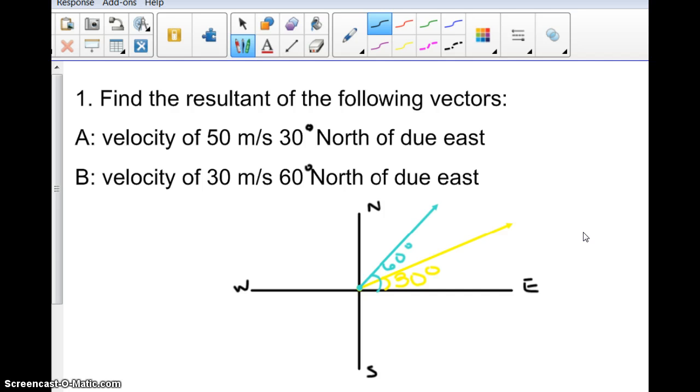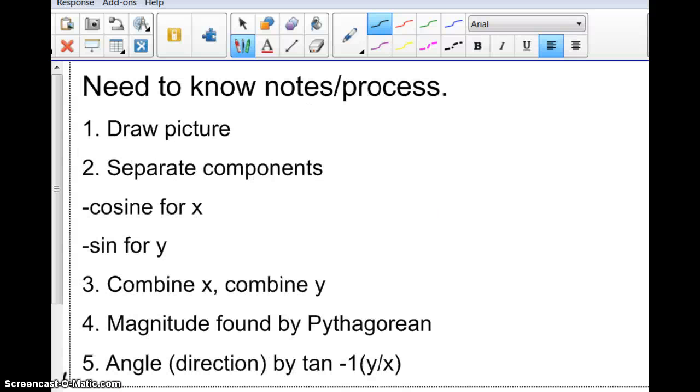But it is 30 degrees roughly, this is rough drawing, north of due east, and then we have the one in blue, which is 60 degrees north of due east. So we now have step 1 of our process completed. We have our picture done, and we want to go ahead and proceed to the process number 2, which was to separate the components.